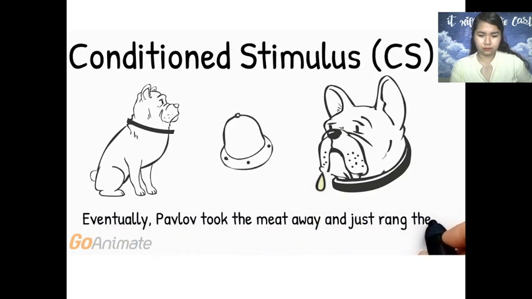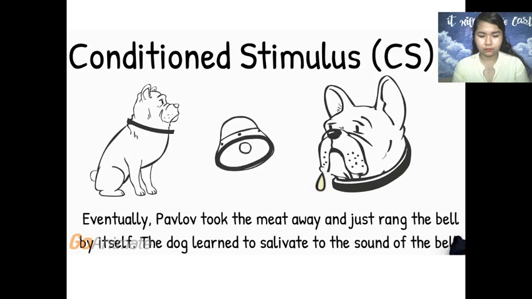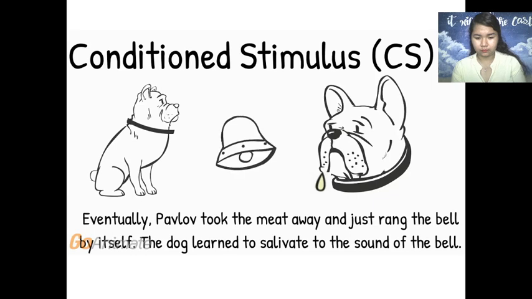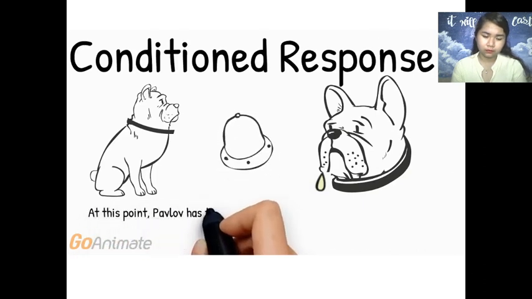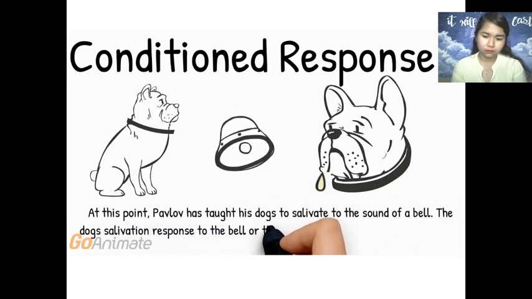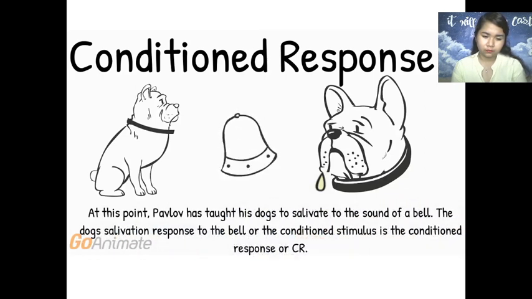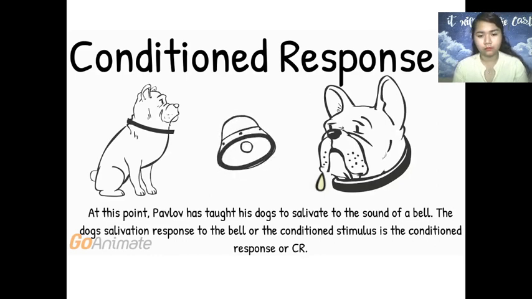Eventually, Pavlov took the meat away and just rang the bell by itself. The dog would salivate to only the sound of the bell. At this point, the bell is no longer the neutral stimulus because it produces a reaction from the dog. It is the conditioned stimulus, or CS. At this point, Pavlov has taught his dogs to salivate to the sound of a bell. The dog's salivation response to the bell, or the conditioned stimulus, is the conditioned response, or CR. So any response to a conditioned stimulus is a conditioned response, or CR.